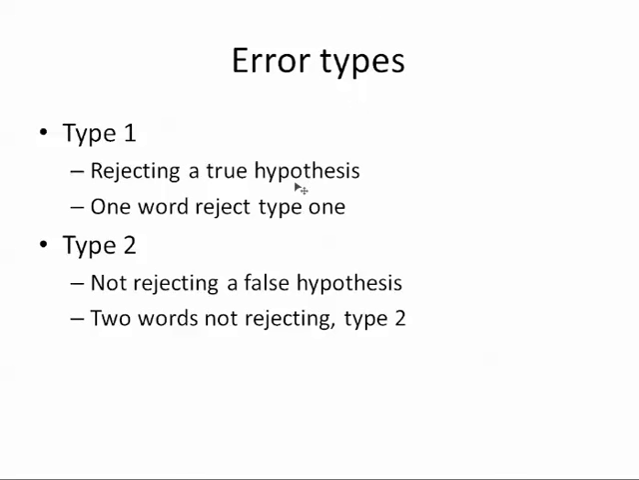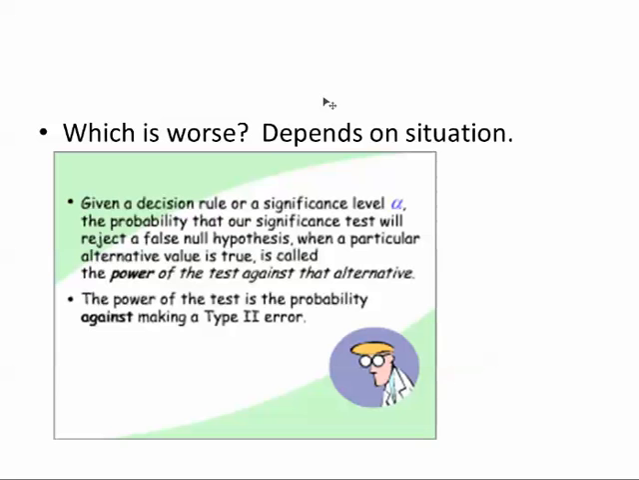These are rejecting a true hypothesis. In other words, we make a null statement and then we reject it for some reason, or we don't reject a false hypothesis, which would be incorrect. We don't want to do either one of those two things, okay? Which is worse? Well, it depends upon the situation.